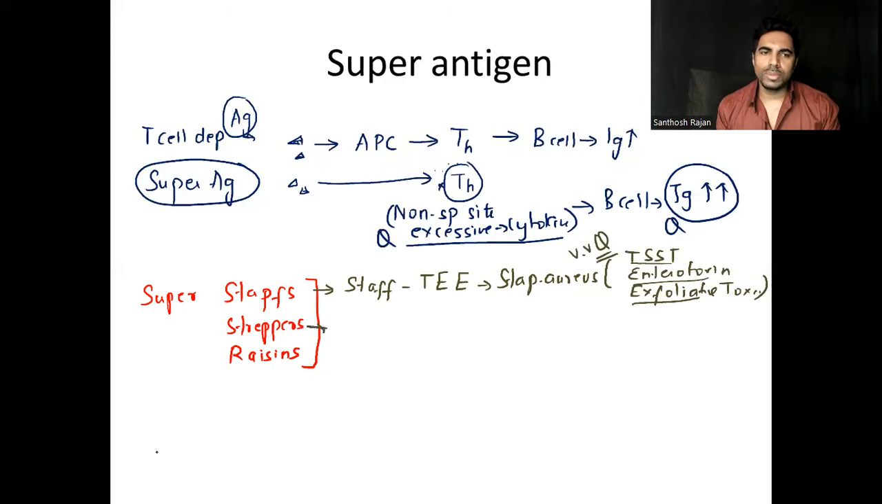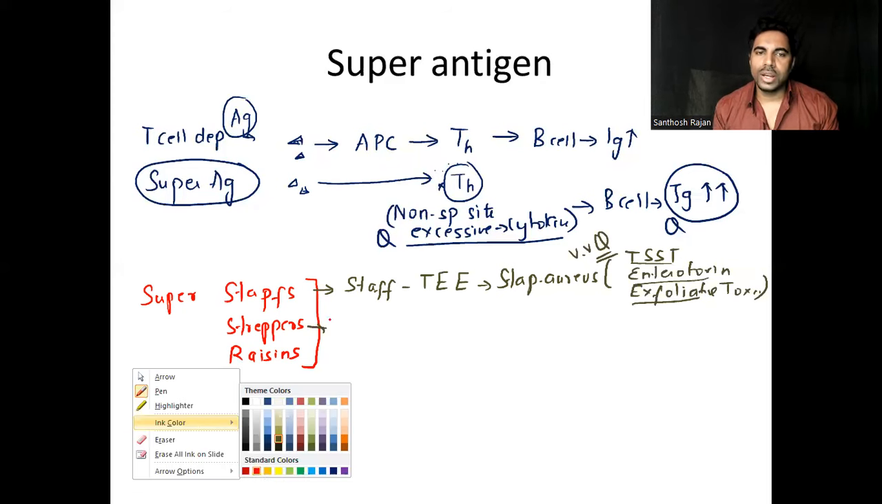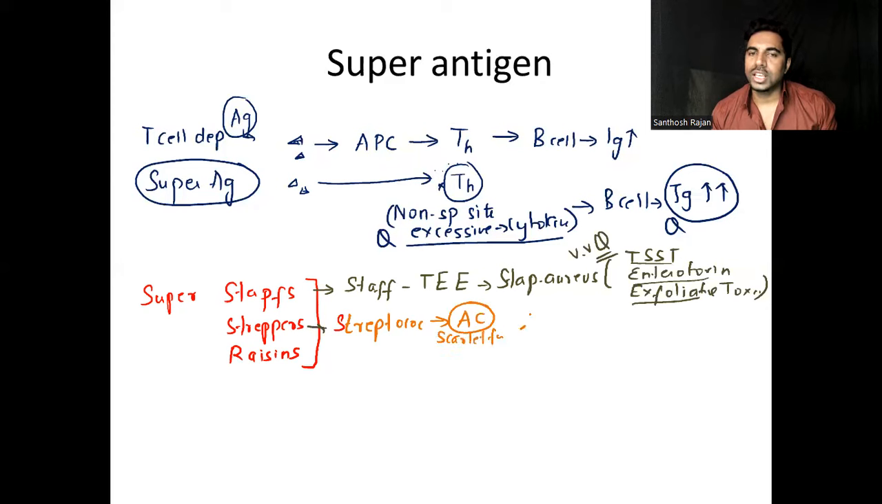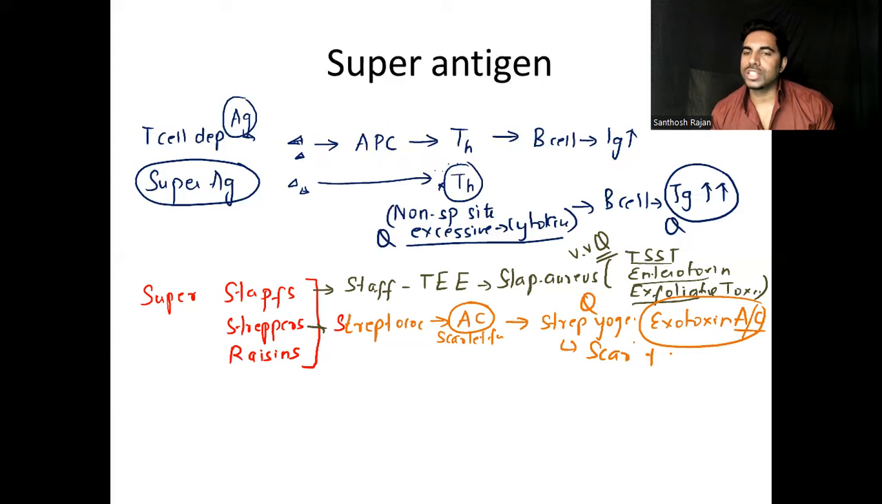That is for staph. What about streptococcus? Very simple. If you remember strippers, streptococcus, strep. Strippers prefer to live in AC. They live in AC because they get what? Scarlet fever. That means here it is basically Streptococcus pyogenes. Which toxin? Exotoxin A and C. This is also a question. You should know this is the toxin which causes scarlet fever, also a frequently asked question, caused by Streptococcus pyogenes. And remember, this scarlet fever causing toxin is basically a superantigen. So these toxins are superantigens.